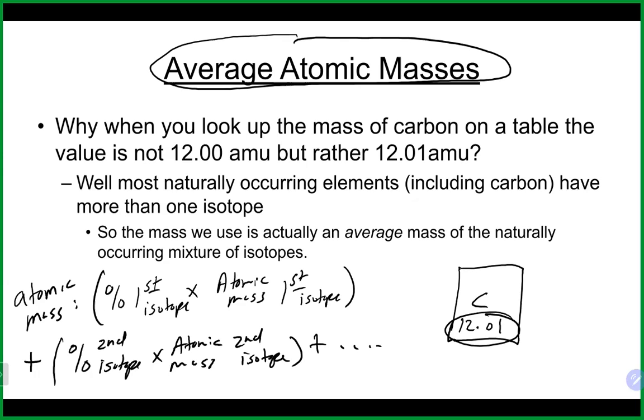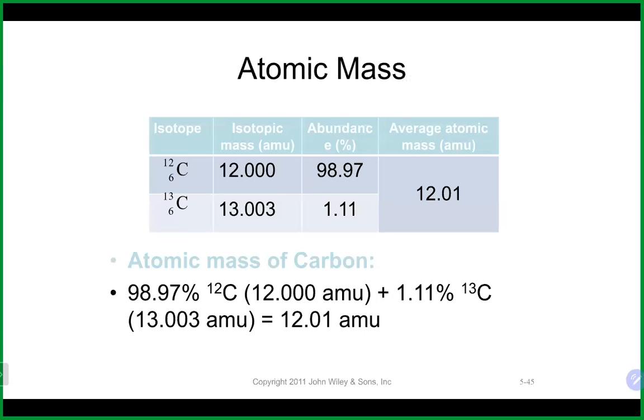So for example, if we look at carbon, this one here is the carbon-12 isotope, which is naturally occurring, and this is the carbon-13 isotope. And these are the masses of each of those isotopes. The carbon-12 isotope has a mass of 12. The one there has 13. These are the percentages that they occur. So basically, the carbon-12 isotope occurs about 99% of the time, and the carbon-13 isotope occurs about 1% of the time.